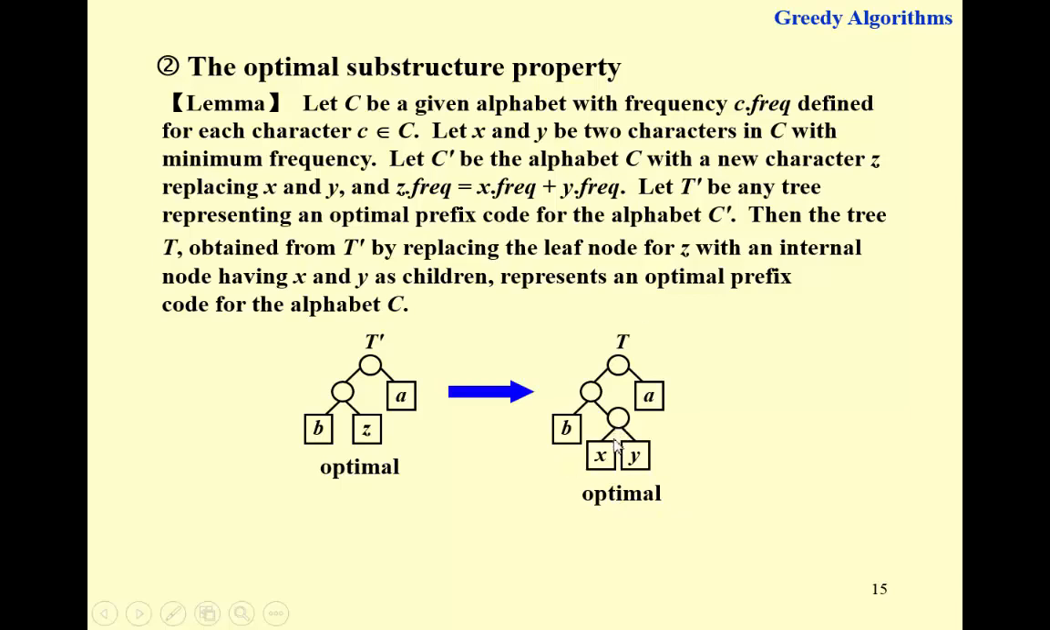Or in other words, if we replace X and Y by Z, then we have a subproblem containing the rest of the characters plus this Z. And if T prime is an optimal solution for this subproblem, then T must be an optimal solution of the original problem. It means that a greedy choice plus the optimal substructure gives the optimal solution of the original problem. And this proof is not so complicated. We can prove by contradiction. But I'm not going to talk about the details.